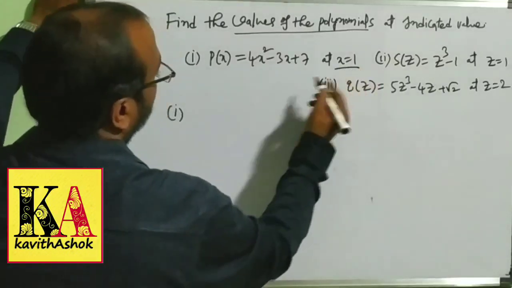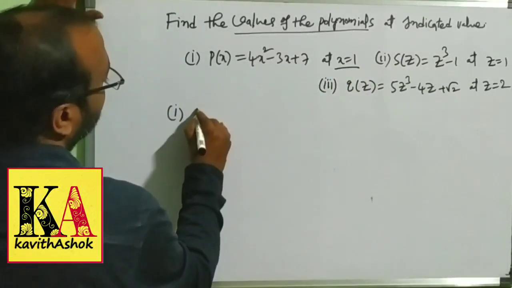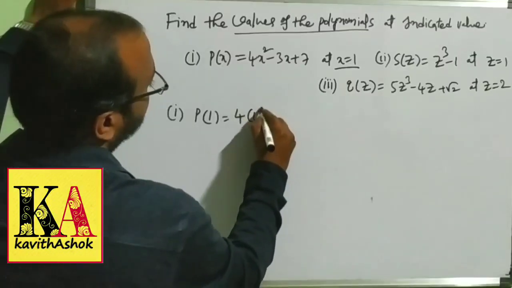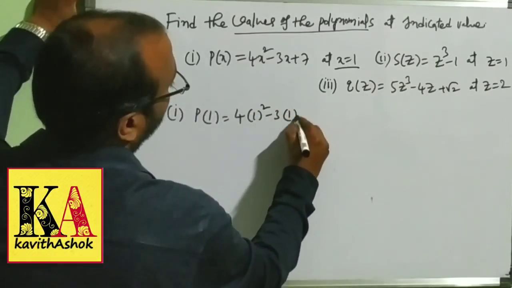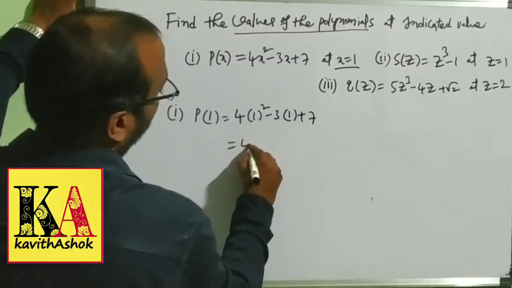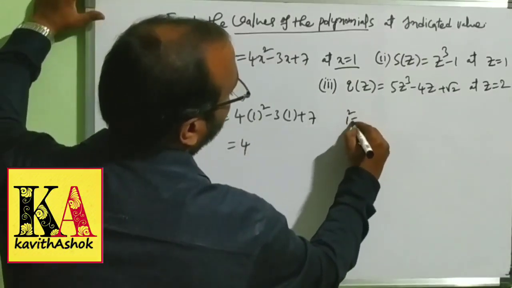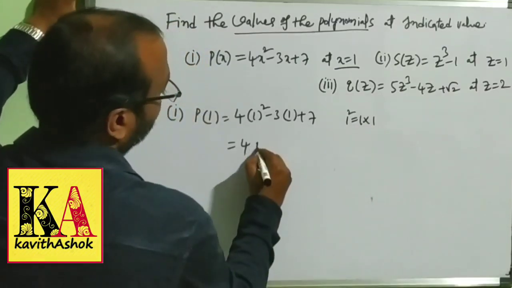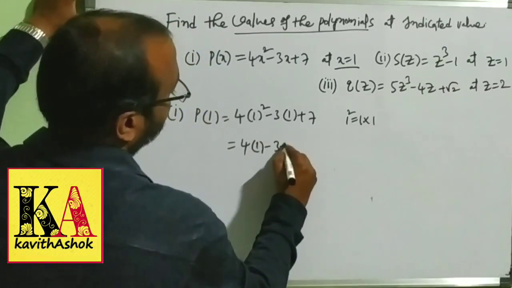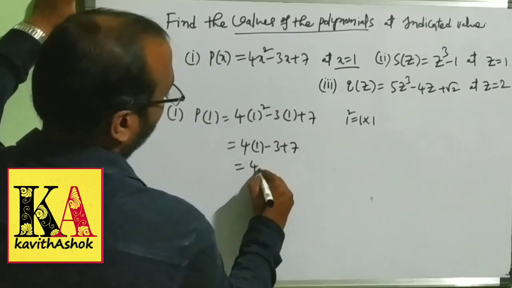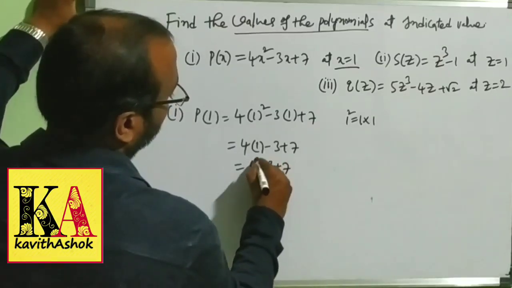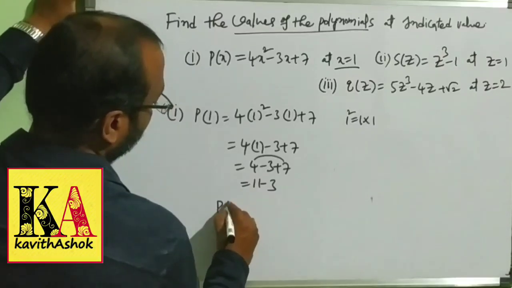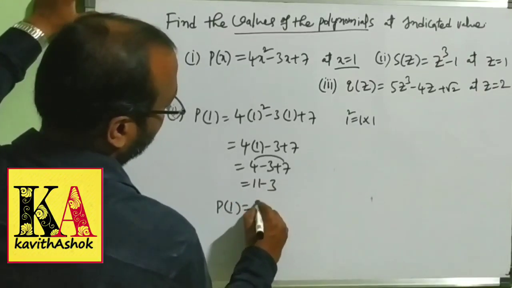At x is equal to 1, in the place of x we will replace 1. So p of 1 is equal to 4 into 1 square minus 3 into 1 plus 7. We already know 1 square is nothing but 1 into 1, so 4 into 1, 4, minus 3 plus 7. 4 minus 3 plus 7 is 11 minus 3. So p of 1 is equal to 8.